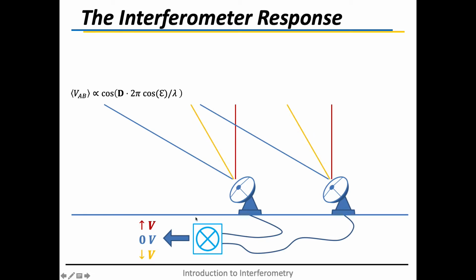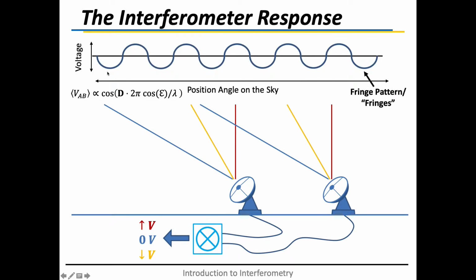And finally, you can imagine another value, say pi in this instance, or some odd multiple of pi, where you get out a negative voltage. Depending on where in the sky you are, you will get a positive or negative voltage. So you can imagine if I actually made a plot of what the voltage looks like as a function of elevation angle, or as a position on the sky, I would get out this plot.